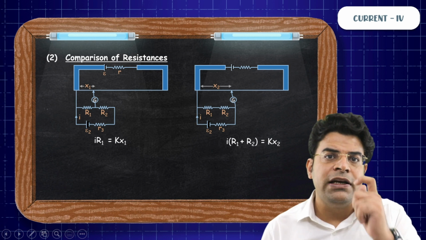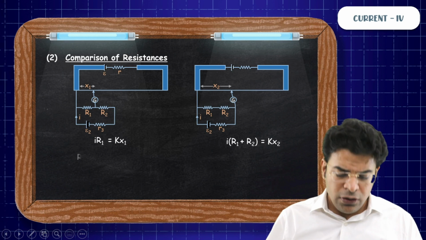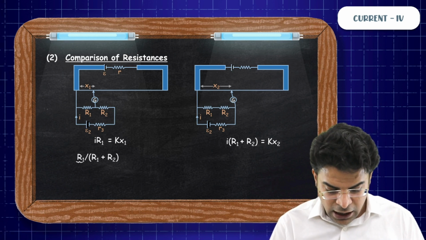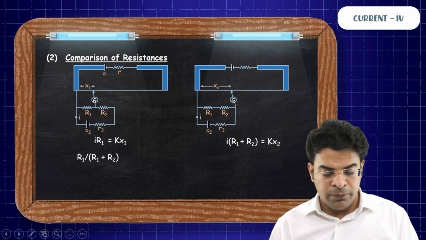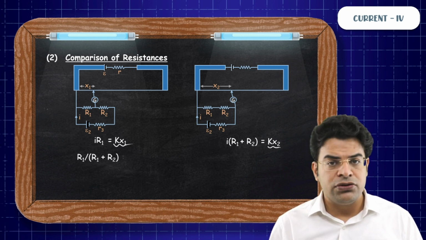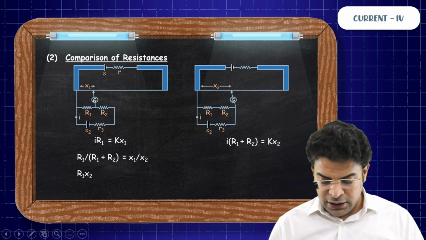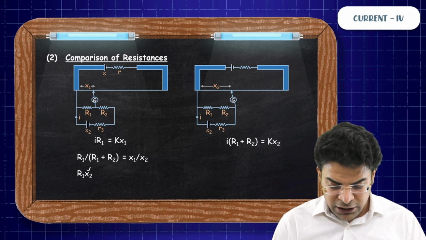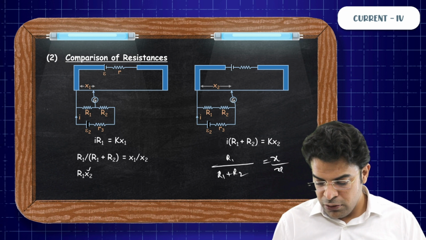Now sir, how to find the ratio of resistances? Divide both sides. When you divide both sides, you will get IR1 upon I(R1 plus R2), that gives you simply R1 upon (R1 plus R2) equals kx1 upon kx2, that gives you x1 by x2. So R1 upon (R1 plus R2) equals x1 by x2.